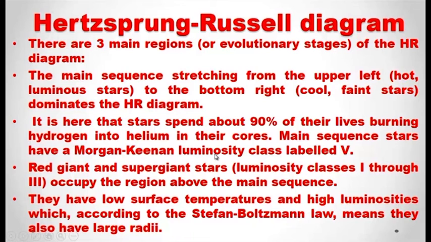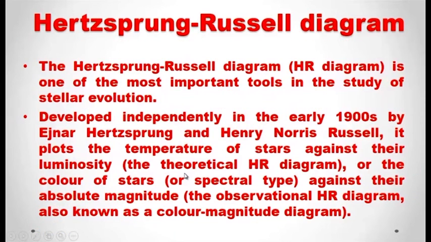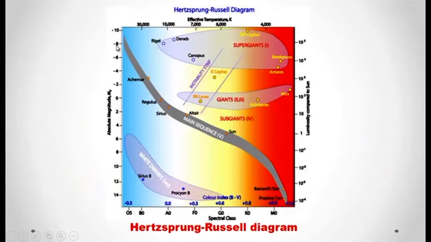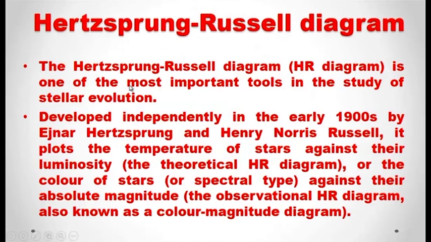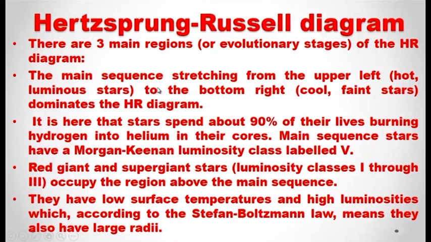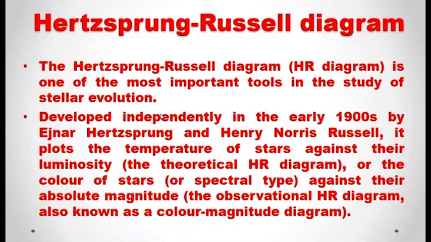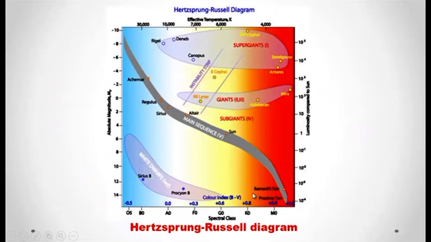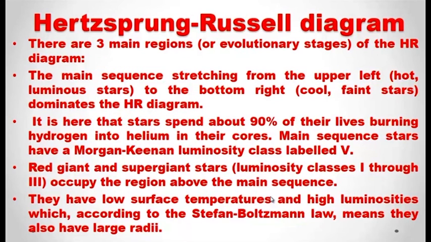This Hertzsprung-Russell diagram contains three main regions or evolutionary stages. The main sequence stretches from the upper left corner, here you can see this is the upper left corner, to the bottom right. This is the main sequence. In the upper left corner are hot and luminous stars, and in the bottom right, cool faint stars dominate.